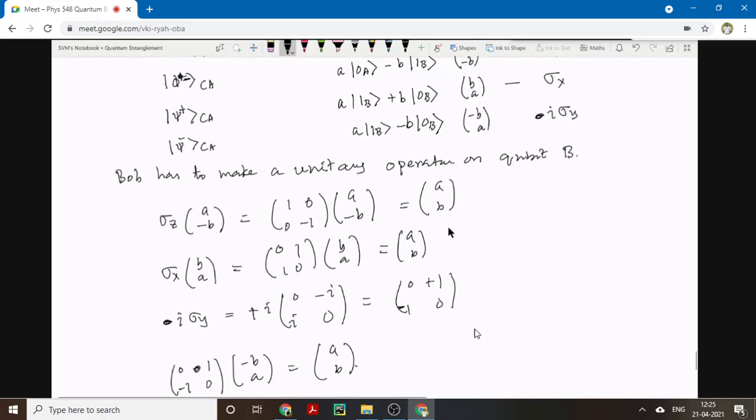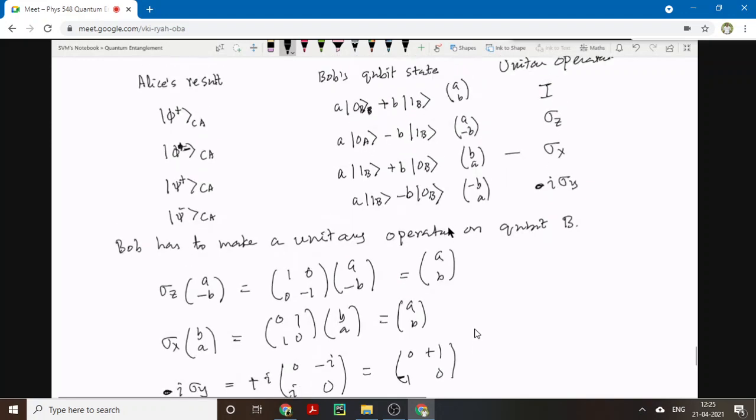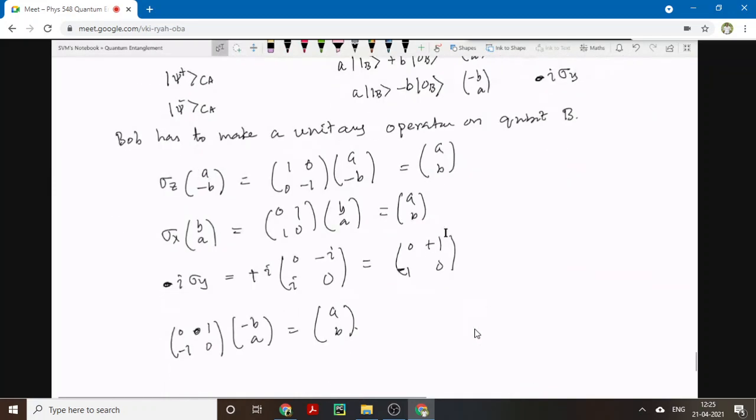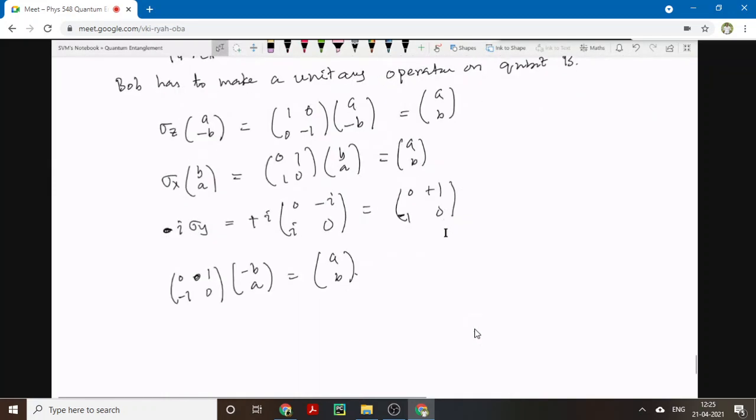So by doing these unitary operations, you are going to get the same state as that of the original qubit. So this is called quantum teleportation. This is called Bennett's protocol, who published it in 1993.